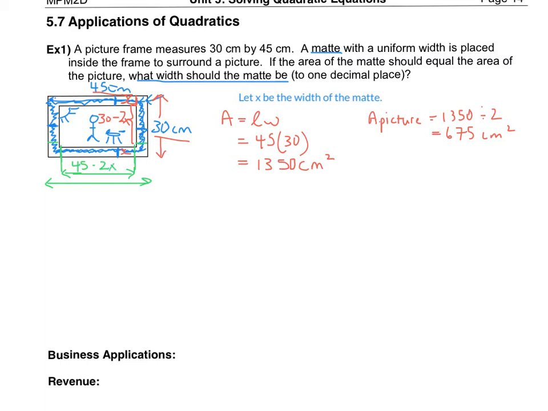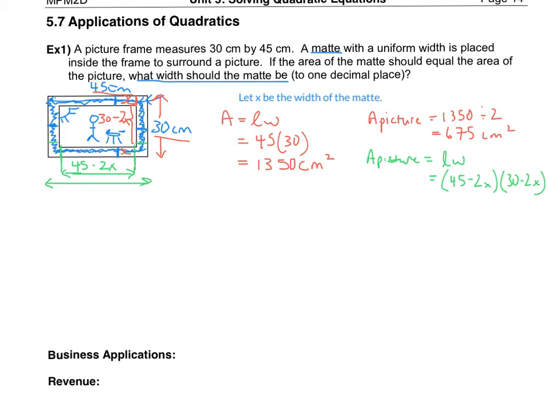So the area of my picture is given by length times width. The area of the picture would equal length times width, which would be 45 minus 2x times 30 minus 2x. So now I really have an equation that we need to solve. We know that the area of the picture is also equal to 675.